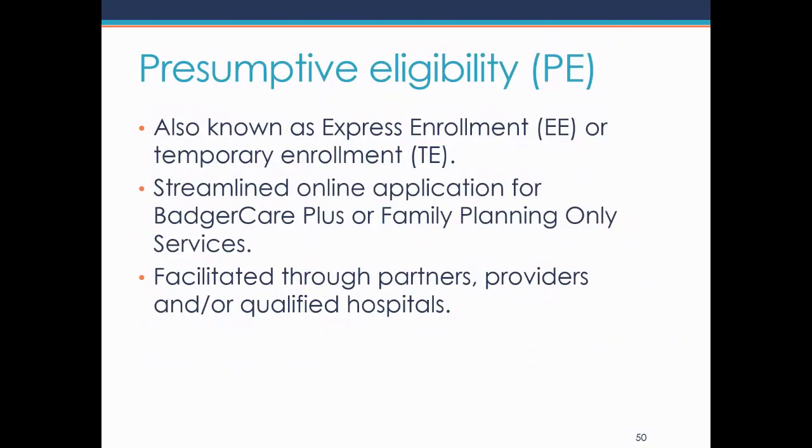Presumptive eligibility, often abbreviated as PE, is also known as express enrollment, often abbreviated as EE, or temporary enrollment, often abbreviated as TE. Honestly, we're not trying to confuse anyone. It's just that sometimes different partners call programs by a different name, and we want to make sure that you know that whether you hear it called PE, EE, or TE, they're all talking about the same program that provides this express temporary enrollment based on the presumption of eligibility established from household and financial information provided by the applicant to the partner, provider, or qualified hospital.